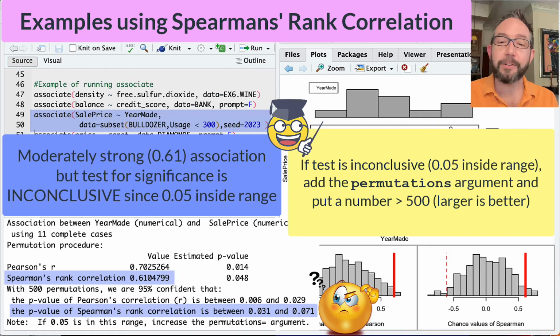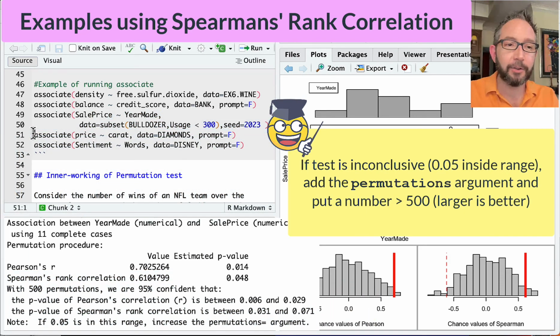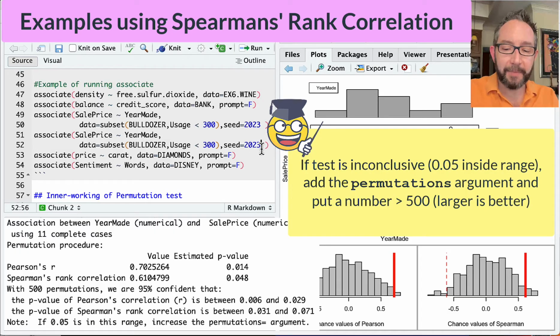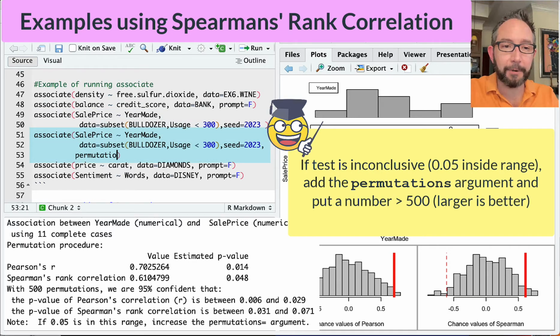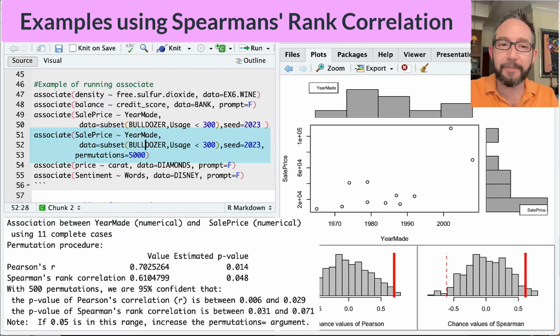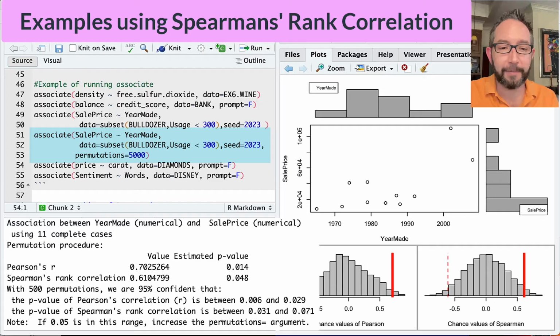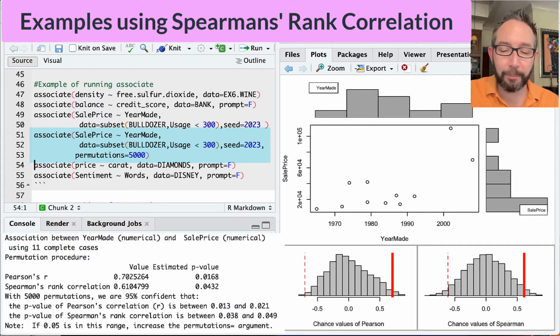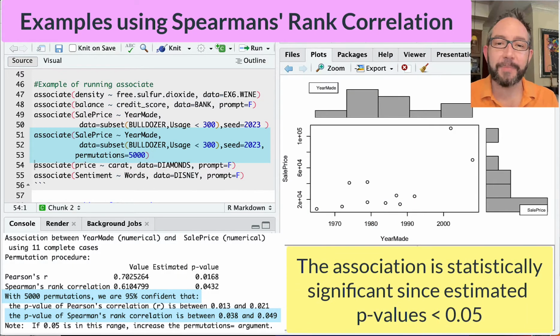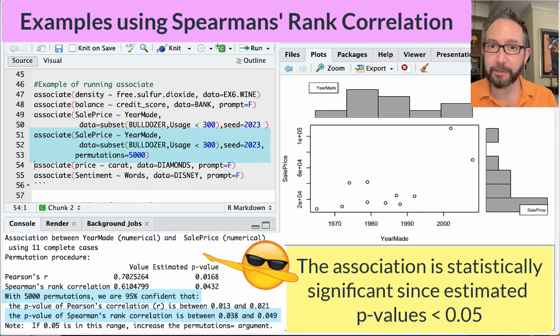So what's our recourse? Well, all we have to do is to up the permutations argument in associate. So if we copy and paste our command and go ahead and add in an additional argument, permutations, and bump it up to some large value, maybe like 5,000. The default is 500, so you want to make sure it's bigger than 500. It'll go through and with more permutations, the more accurately we've estimated the p-value, and now we've pretty conclusively established that yes, this association is statistically significant when we consider bulldozers whose usage is smaller than 300 hours here.